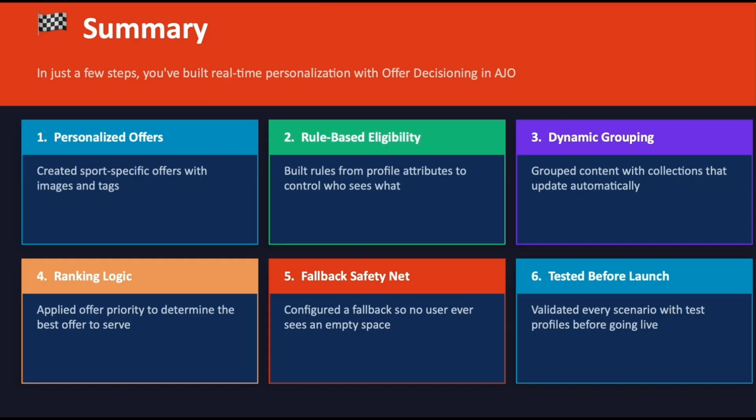And that's it. In just a few steps, we have built a complete personalization workflow. We have created offers, defined rule based eligibility, organized everything using tags and dynamic collections, applied ranking and fallback logic, and tested the entire setup with different profiles. With offer decisioning in Adobe Journey Optimizer, you can ensure every user receives content that's relevant to them automatically and at the right time. Thanks for watching and happy personalizing.